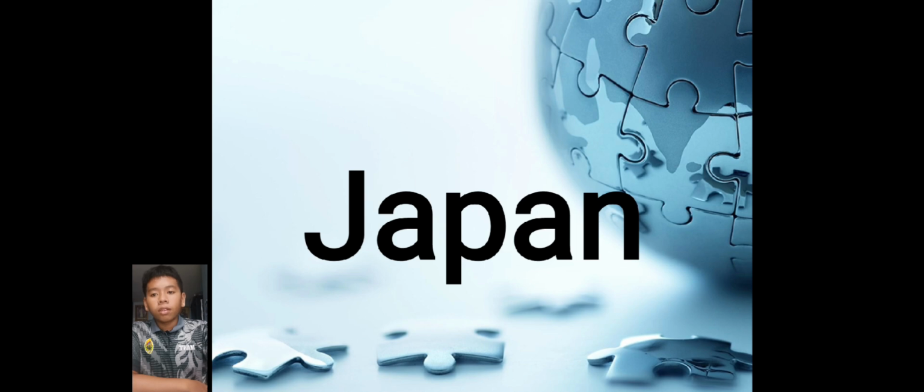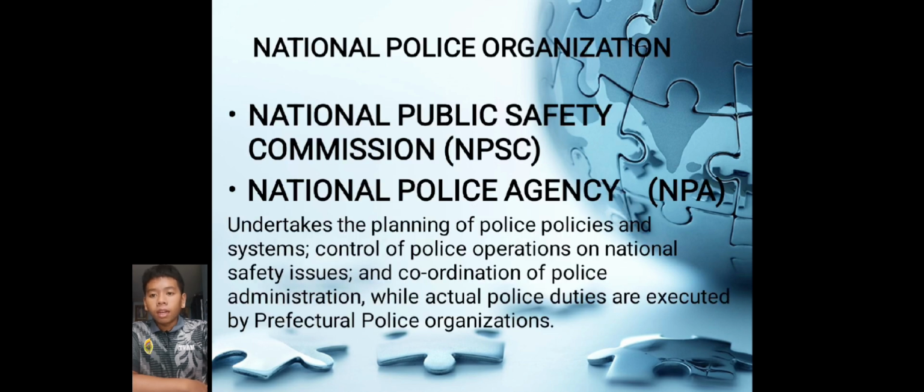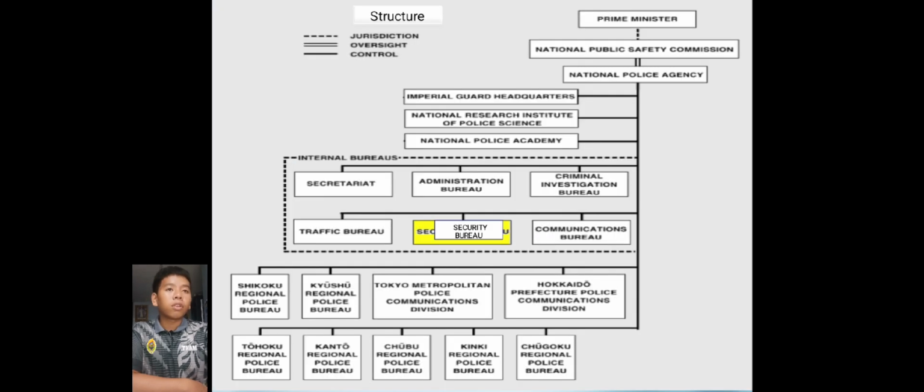And now we're in Japan. The National Police Organization in Japan is the National Public Safety Commission, or NPSC. The National Police Agency, or NPA, undertakes the planning of police policies and systems, control of police operations on national safety issues, and coordination of police administration, while actual police duties are executed by the prefectural police organization. And this is the organizational structure of Japan.